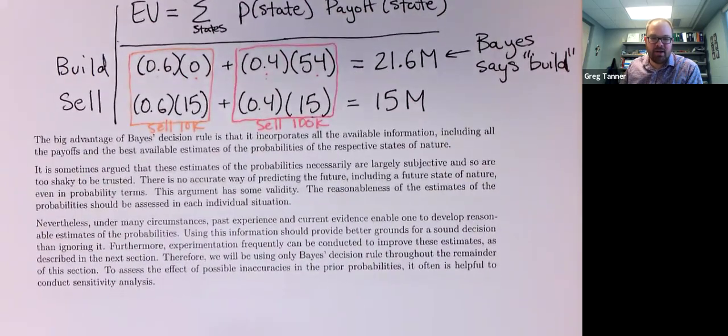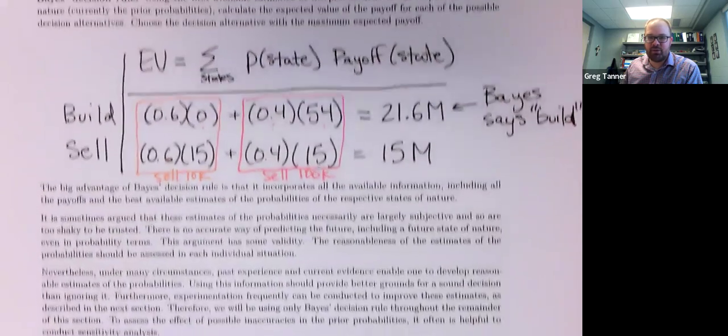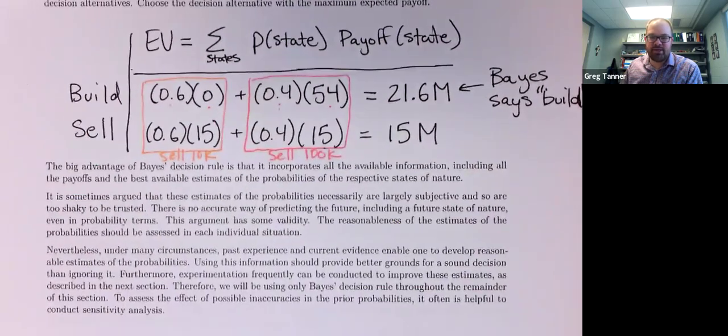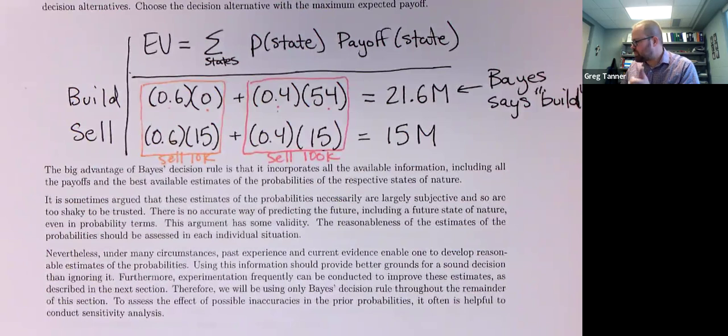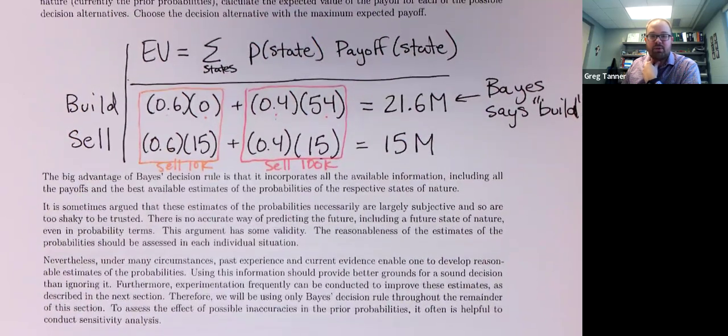Okay. So summarizing the three decision criteria. Maximin chooses the worst payoff for each alternative and then chooses the alternative that has the best worst payoff. Maximum likelihood only looks at the state that is most likely and chooses the best alternative. Then Bayes' decision criteria computes the expected value of each alternative using those prior probabilities.